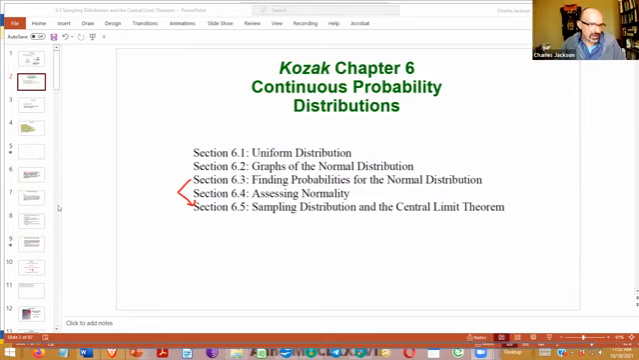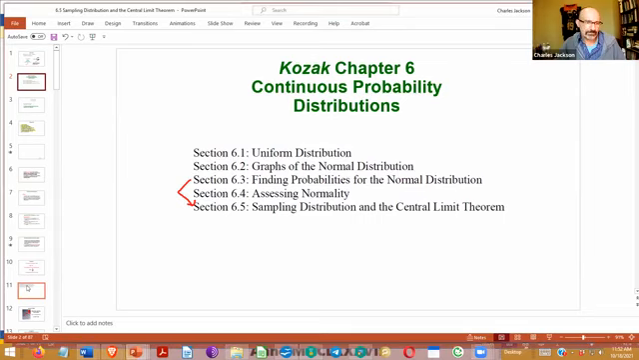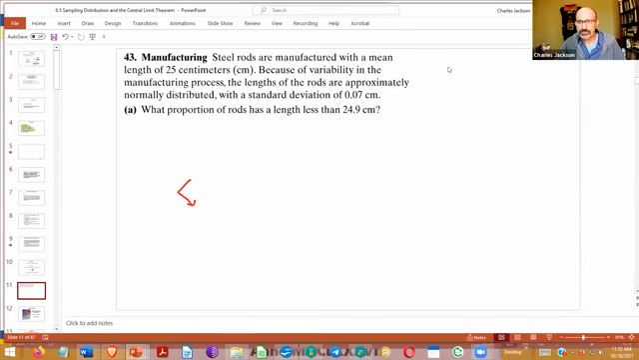Now let's look at this problem here. This is our problem from the other day, so you remember this. Let's remember what this was. Steel rods are manufactured with a mean length of 25 centimeters. Because of variability in the manufacturing process, the lengths of the rods are approximately normally distributed with a standard deviation of 0.07 centimeters. What proportion of rods have length less than 24.9?